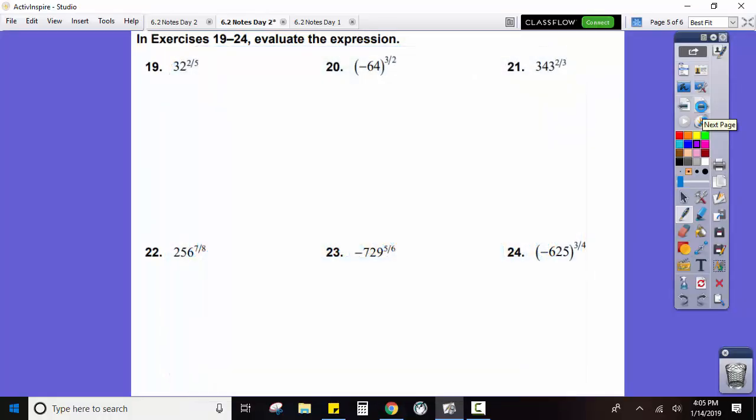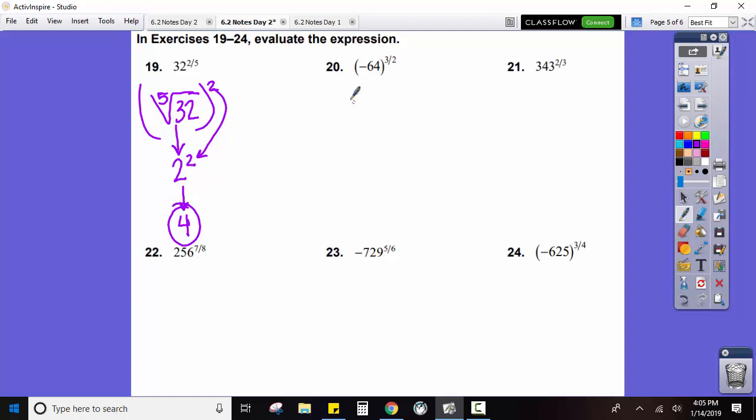Okay, 19 through 24. Now you're going to evaluate. So we're actually going to figure out what things equal here. So first, you should probably change things into radical form because it makes it easier to work with. So 32 to the 2/5 power, that would be the fifth root of 32 squared. Okay, the fifth root of 32 is 2, because 2 to the 5th is 32. Then I need to bring down the exponent. 2 to the second power is 4.